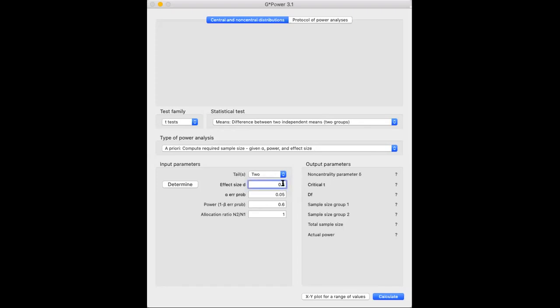Effect size d: smaller is smaller and larger is larger, and 0.5 is quite a large effect size. Alpha, we set at 0.05. Tails, we set at 2 tails. Now, statistical power, we start with 0.6. Let's say we want to replicate the findings 60% of the time, so we want our statistical power to be 60%. The allocation ratio just means the ratio of sample size of group 1 versus group 2. If we set it at 1, we're saying we want equal sample sizes in the two groups.